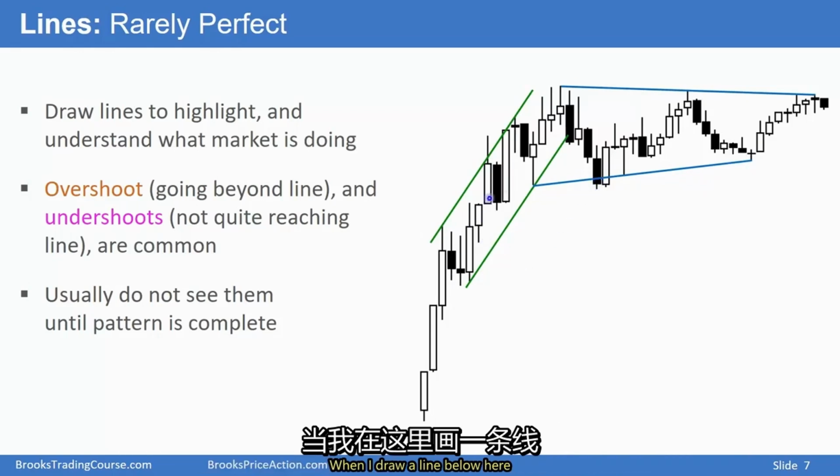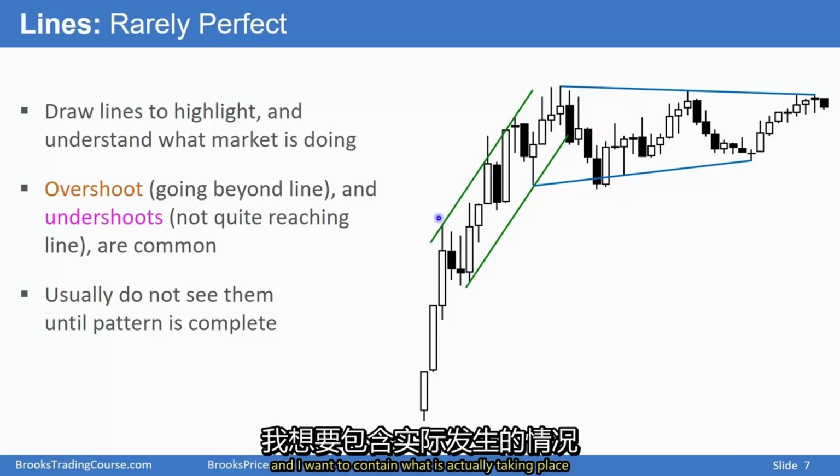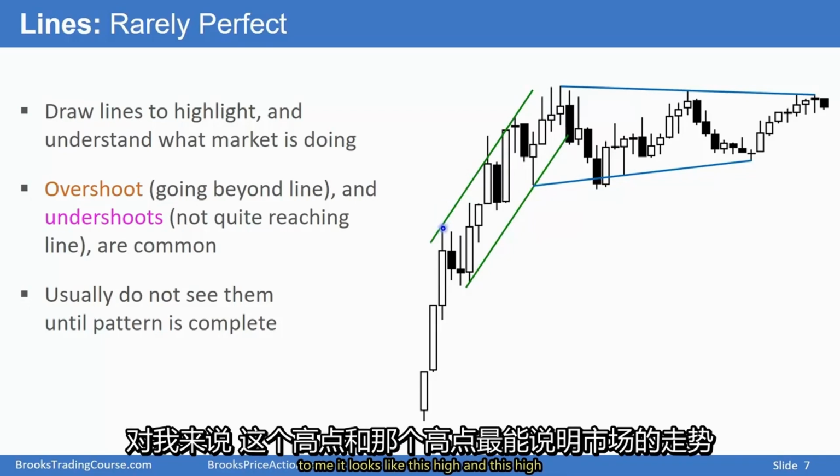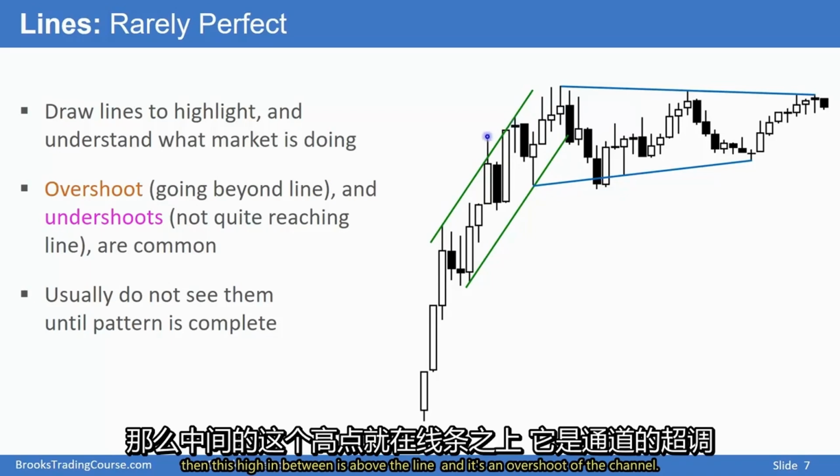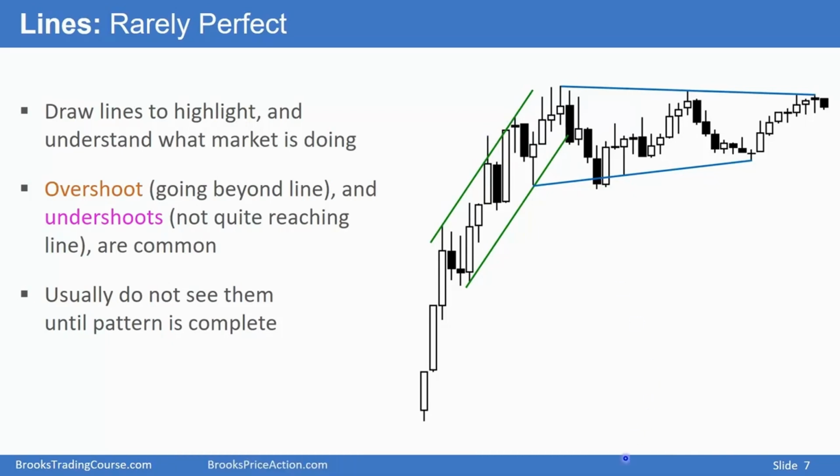When I draw a line below here, maybe connecting that low and this low, and then create a parallel, I want to contain what is actually taking place. To me it looks like this high and this high best illustrate what the market is doing. And if I use those 2 highs, then this high in between is above the line, and it's an overshoot of the channel.